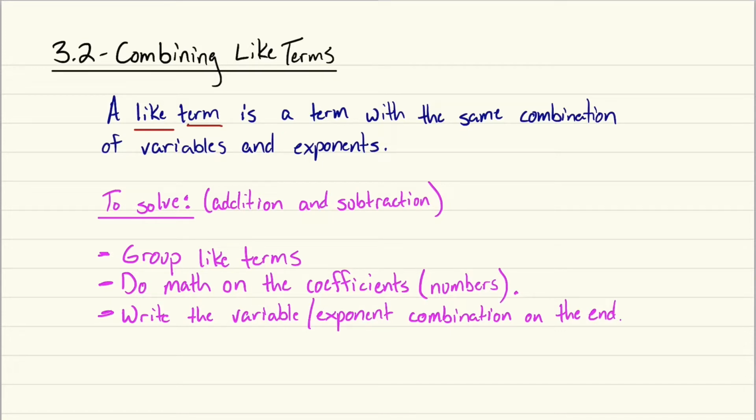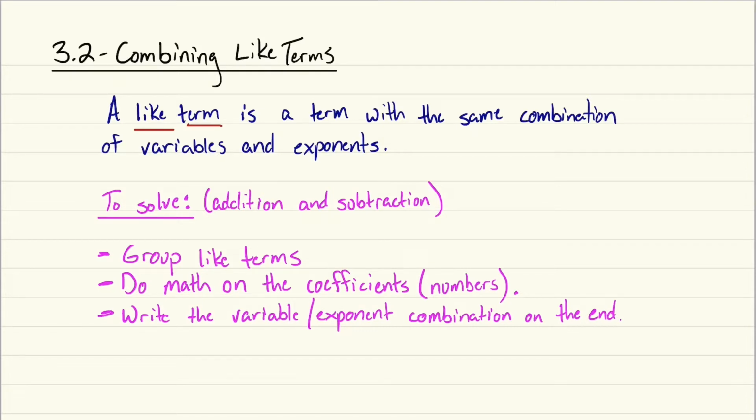Before we begin looking at examples, let's take a quick look at what like terms actually are. A like term is a term with the same combination of variables and exponents. That means when I'm looking at 2 or 3 separate terms, in order to add them or subtract them, I have to see exactly the same thing as far as the variables and the exponents go. If there is one slight difference, you cannot add or subtract those things together.